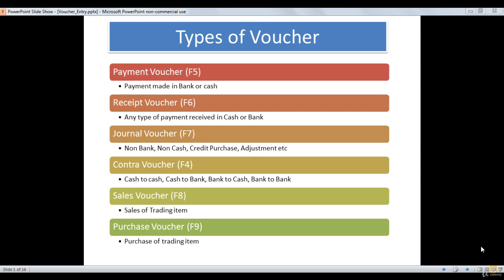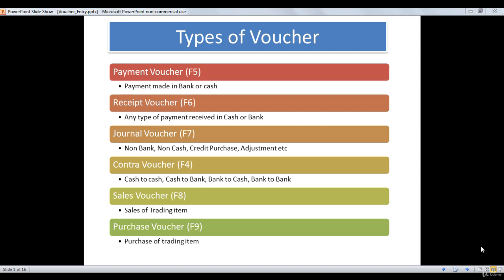The next type of voucher is a journal voucher. Here it's non-cash, non-bank, credit, purchase, adjustment, etc. In the first example, I told you that we made a purchase of a 1 lakh rupees computer, 70,000 payment has been made and 30,000 is on credit. So that 30,000 entry will happen in this journal voucher.